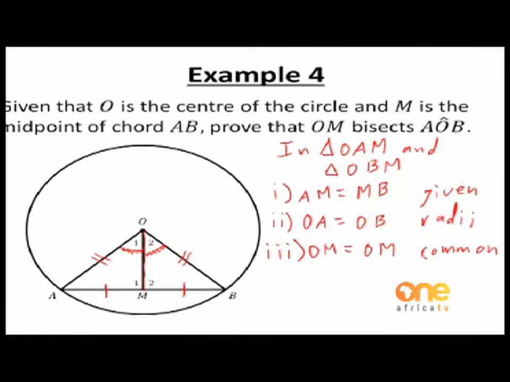Now that we have three reasons, we can have our final statement. Therefore, triangle OAM is congruent, the three horizontal lines, to triangle OBM, and my reason of congruency will be side, side, side.